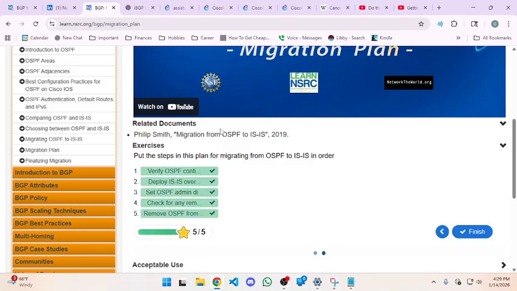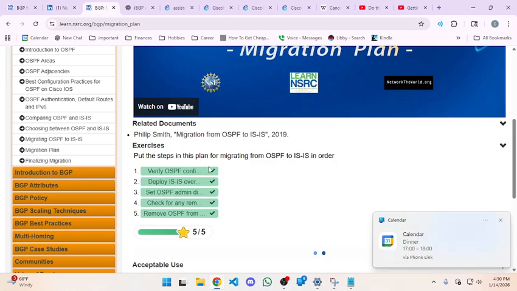Yeah, so this is right. That's what you should do before you remove it. You should then change the administrative distance of OSPF to be higher than ISIS. So now ISIS is preferred.